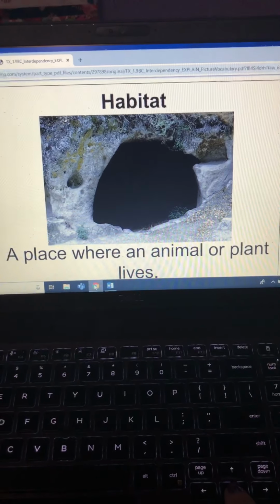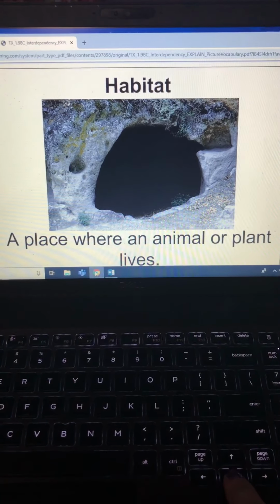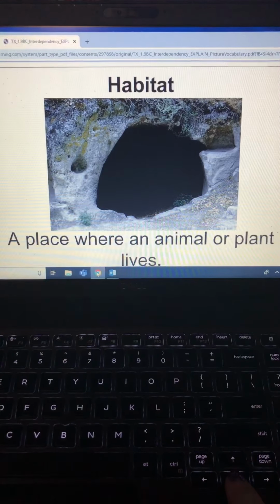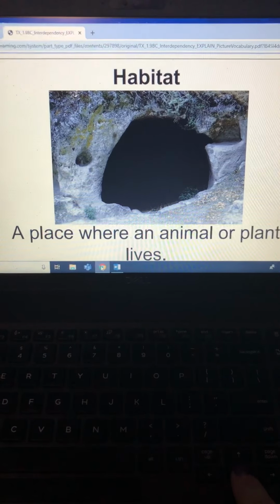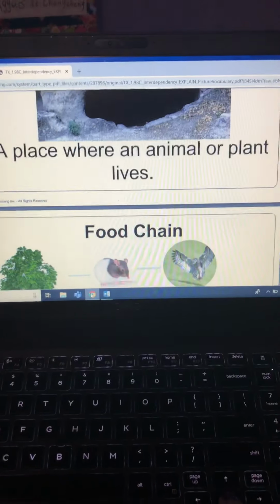Habitat. That's a place where an animal or plant lives. Habitat. Who do you think is probably snoring away in that big hole? It's called a den. I wonder what animal's in there.